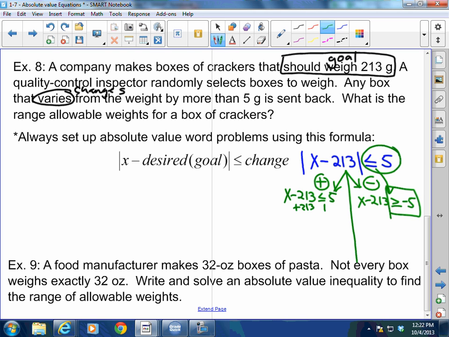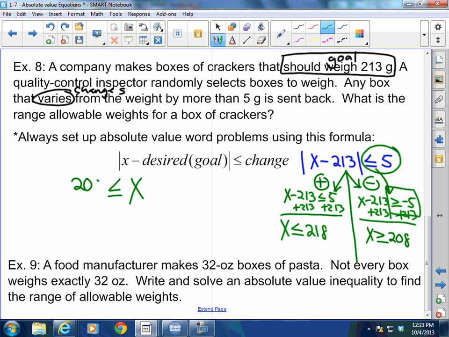So now, let's solve it. Add 213 to both sides. So x can be less than or equal to 218. Add 213 to both sides. Or x can be greater than or equal to 208. So my range is x greater than or equal to 208, but less than or equal to 218. Anything in between those ranges will work. And that is how we do this. It's a little bit easier than how they used to teach you, wasn't it?